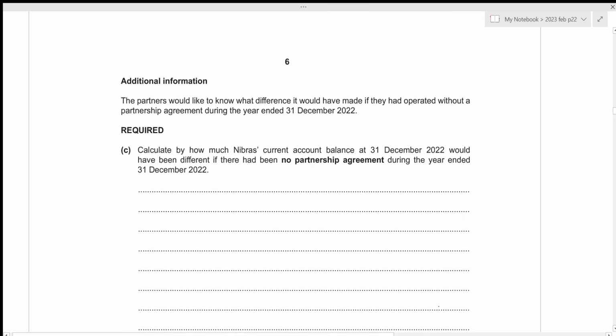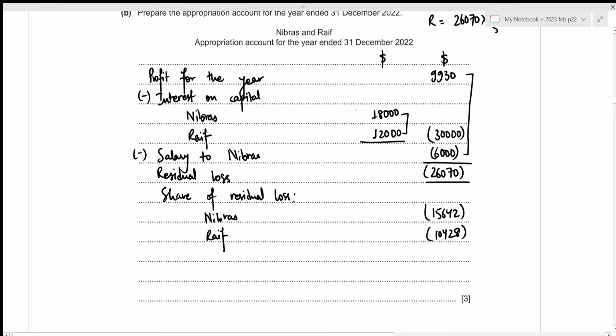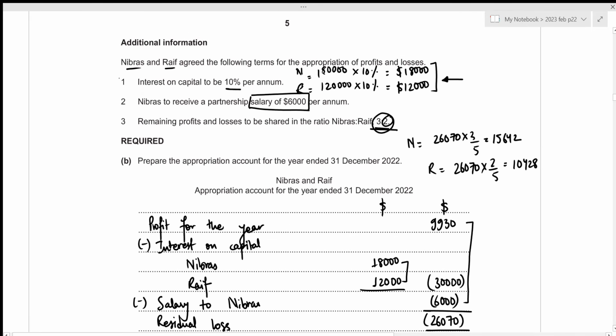Now we are again given additional information. The partners would like to know what difference it would have made if they had operated without a partnership agreement during the year ended 31st December 2022. So if there were to be no partnership agreement, then it would just mean that we will have no interest on capital, we'll have no salary, and the profit sharing ratio would be 1:1.